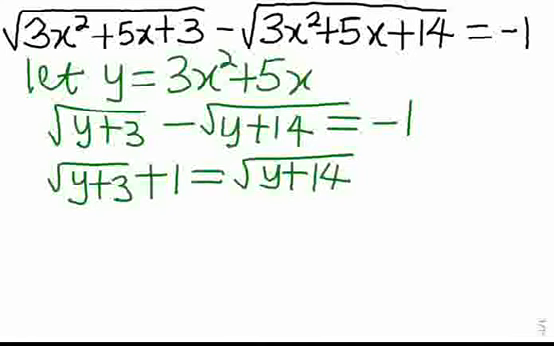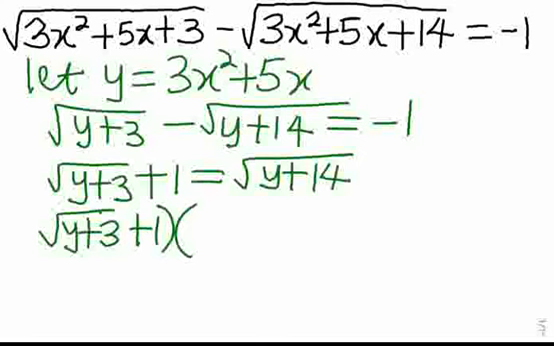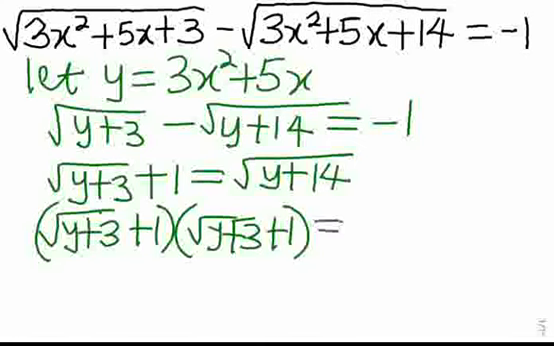I'm going to square both sides. This left hand side is going to be squared. That means multiplying it by itself. The right hand side will also be squared.